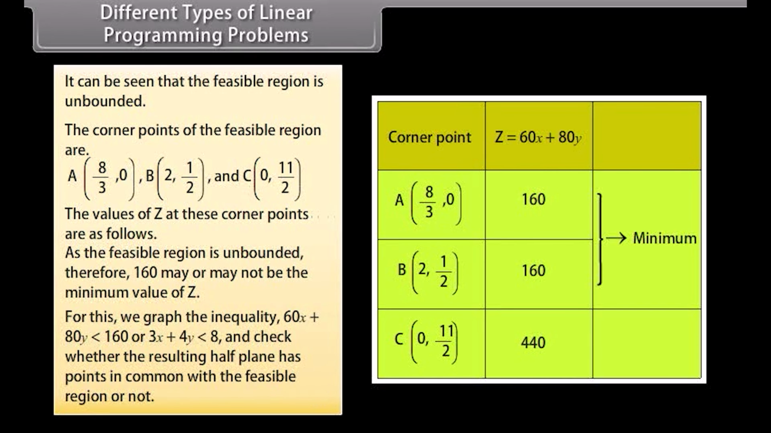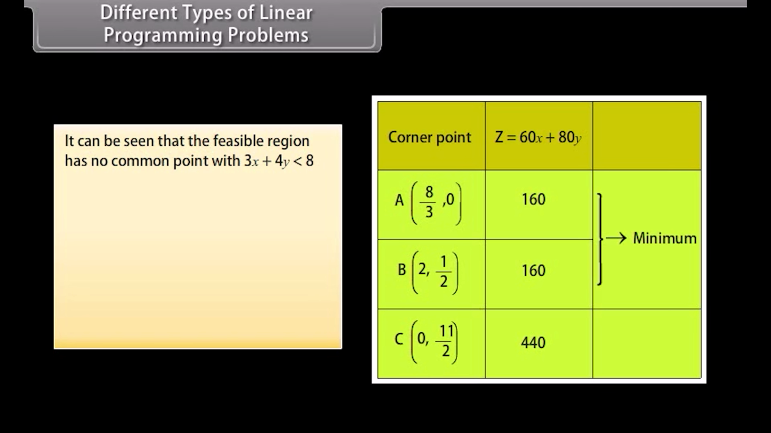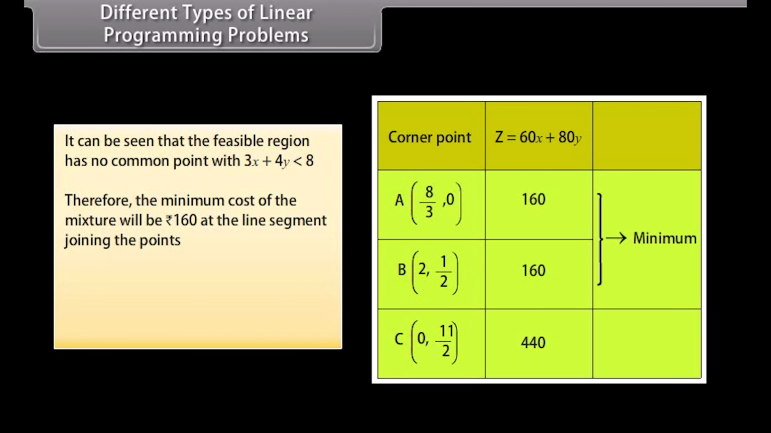For this, we graph the inequality 60x plus 80y is smaller than 160 or 3x plus 4y is smaller than 8 and check whether the resulting half plane has points in common with the feasible region or not. It can be seen that the feasible region has no common point with 3x plus 4y smaller than 8. Therefore, the minimum cost of the mixture will be Rs 160 at the line segment joining the points (8/3, 0) and (2, 1/2).